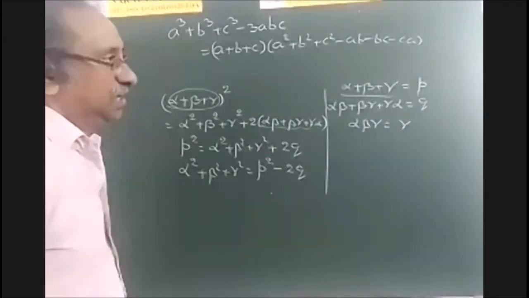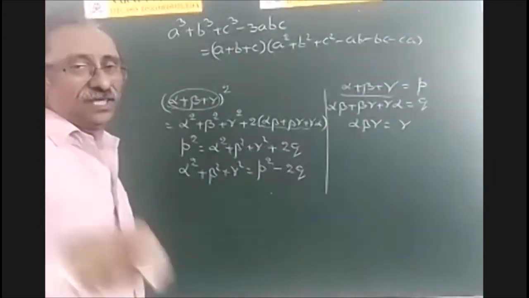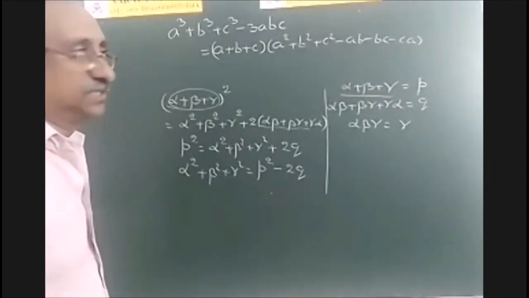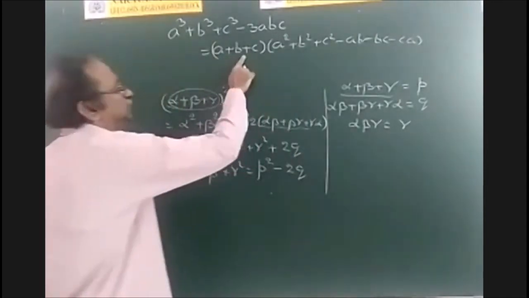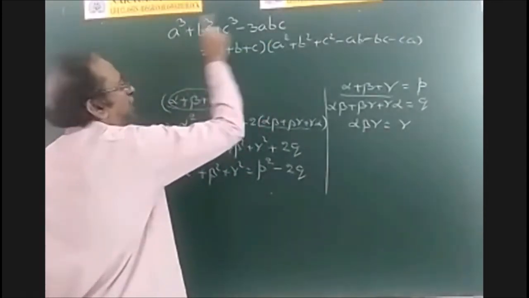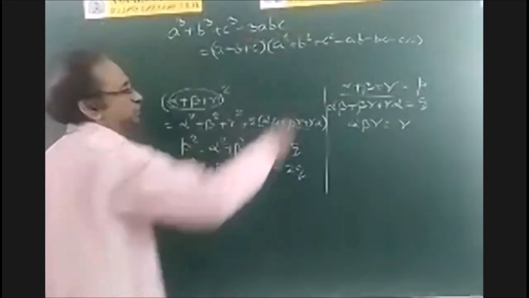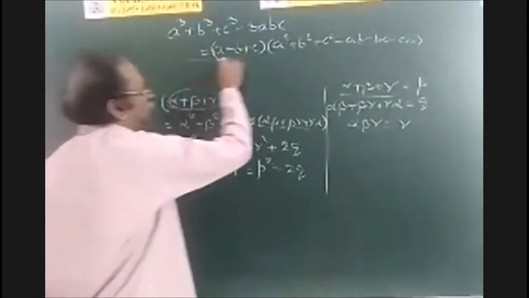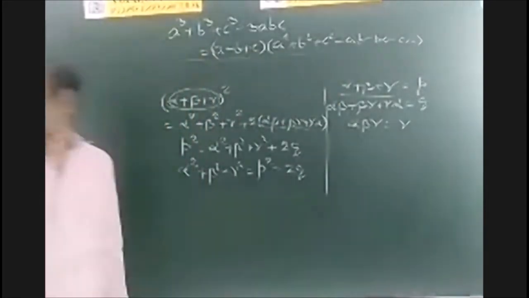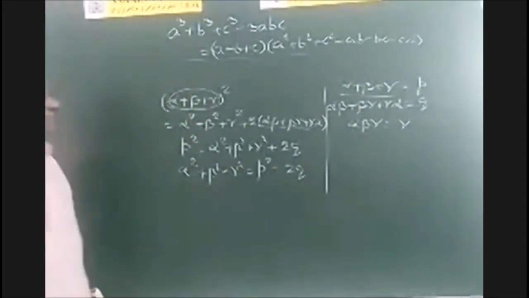Okay. From this formula only, another formula is derived. What is that? Suppose a plus b plus c is 0. 0 into anything is 0. Therefore, this is 0, and hence a cube plus b cube plus c cube is equal to 3abc. But here in this problem, we are going to use this formula now. And now what is the question?